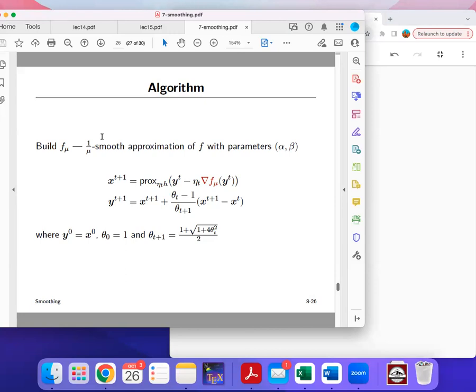So this is the accelerated proximal gradient descent applied to this problem. The first step is gradient descent on f mu. The second step is the extrapolation step, the momentum step. And then we want to analyze the convergence guarantee of this approach.